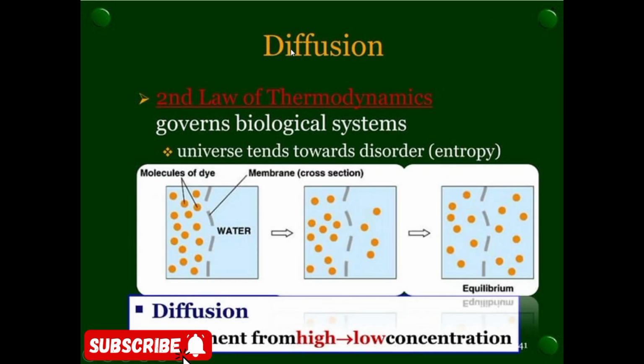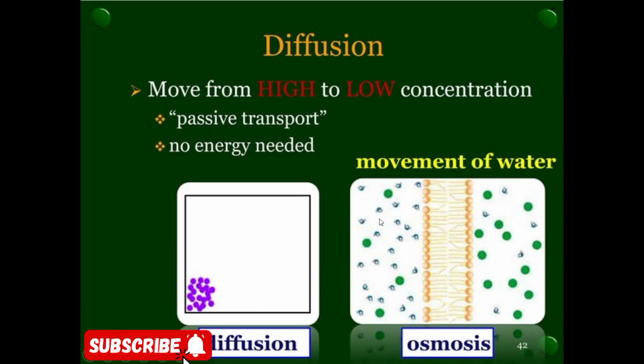membrane. What is diffusion? The transport of material from higher concentration to lower concentration is known as diffusion. As I have told, in diffusion the transport of material is from high to low concentration, and there will be no use of ATP energy. No energy is needed, and this type of transport is also known as passive transport.